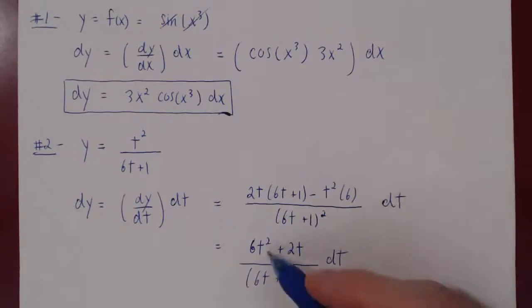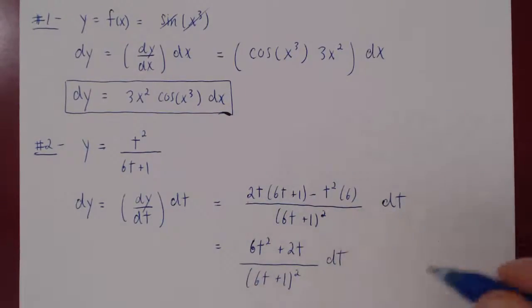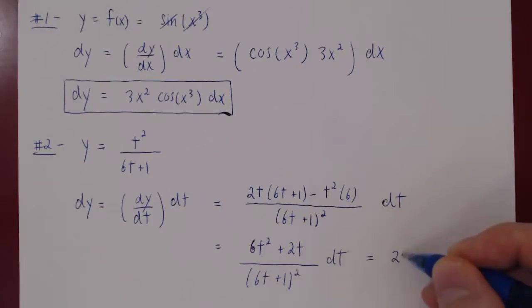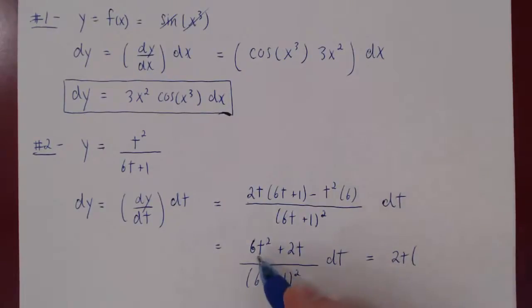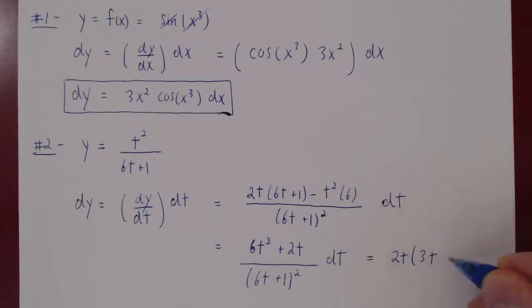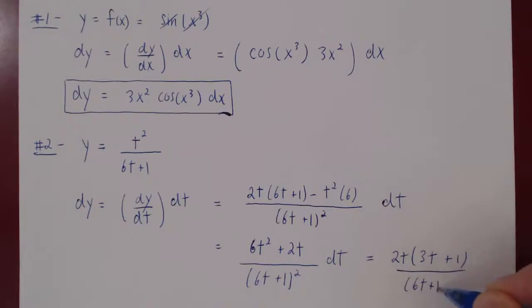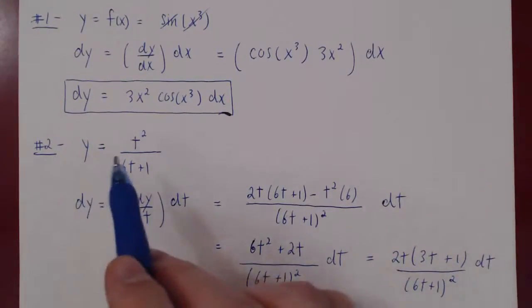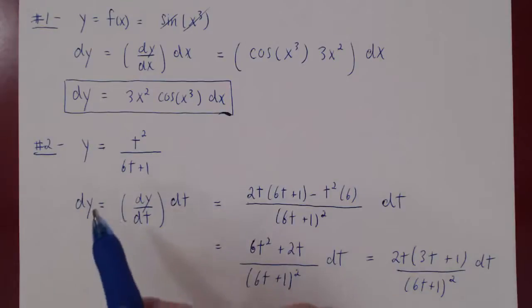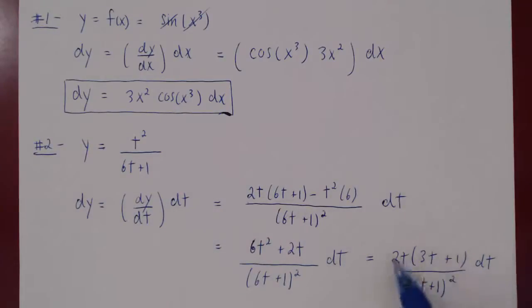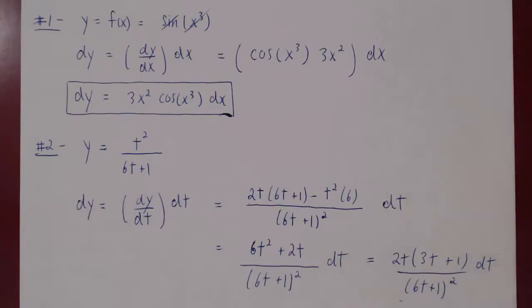And finally, we can factor, if you want, a 2t from the numerator, and we'll get 2t times (3t plus 1) over (6t plus 1) squared times dt. And that is your differential dy. So the function is t squared over 6t plus 1, dy, the change in y, is this times the change in t. Let's do a couple more examples.